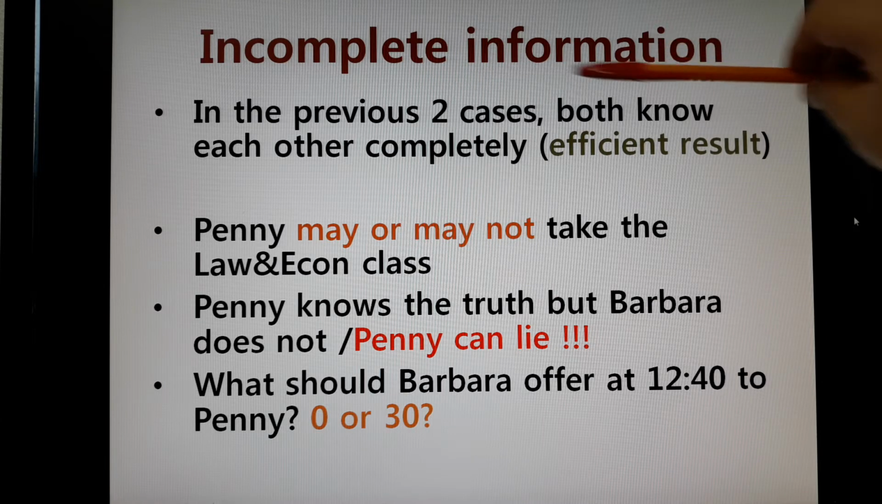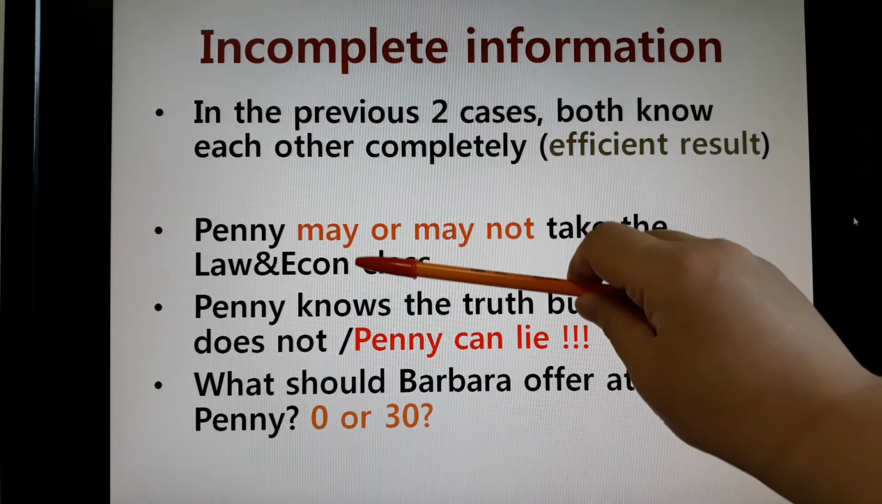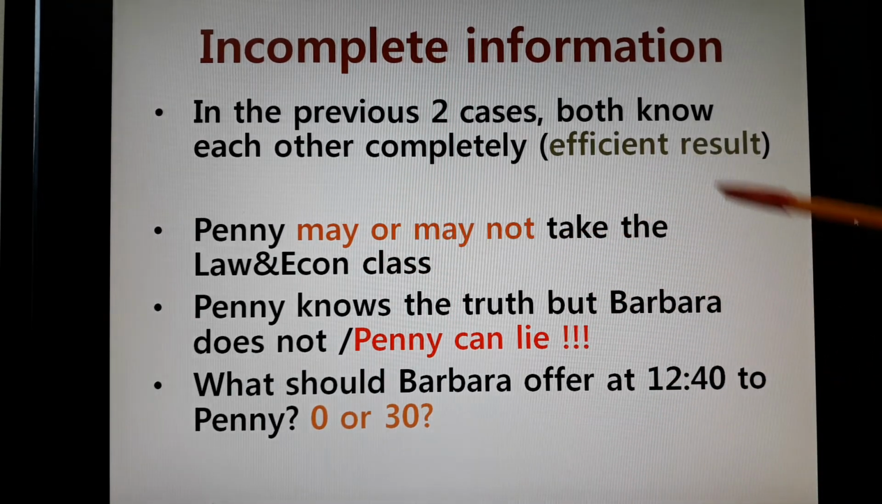Now we move to what is called an incomplete information game, which automatically means Penny does not know everything about Barbara, and Barbara does not know everything about Penny. Here, I'm going to assume that Barbara does not know everything about Penny. What fact about Penny? Penny may or may not take the law and economics class.